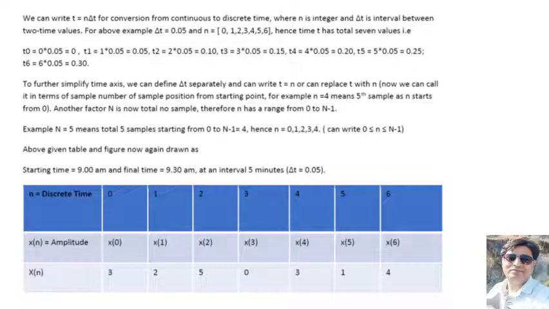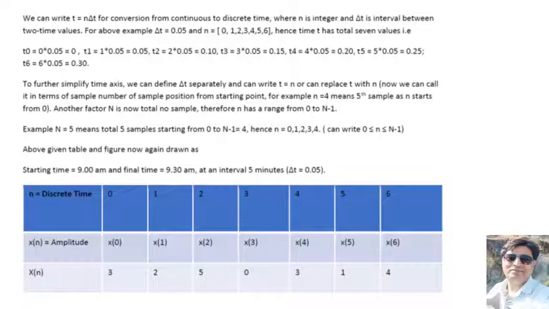Again we can call it in terms of sample numbers or sample positions starting from 0 to our last value. For example, if n is equal to 4, it means it is the fifth sample as n starts from 0. Another factor, capital N, is the total number of samples. Therefore, small n has a range from 0 to N minus 1.